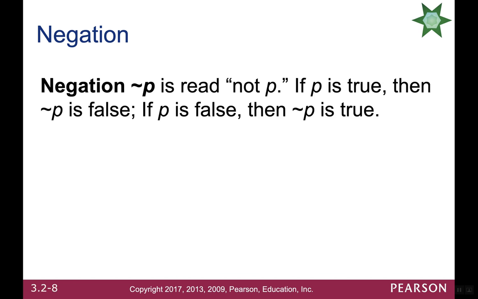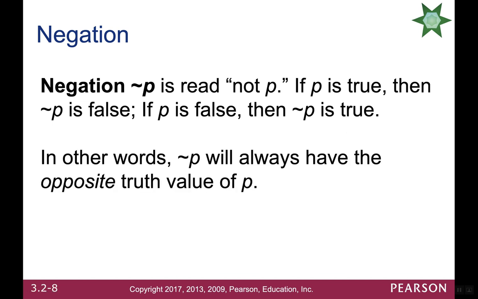Not P is read "not P," so the tilde P is read "not P." If P is true, then not P is false. If P is false, then not P is true. We've talked about that in section 1. In other words, they will always have the opposite truth value.